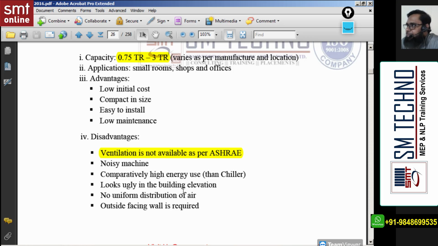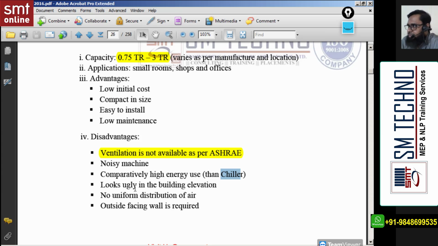Next, a noisy type of machine. Why? Because the compressor is close to the conditioned space, and you know this will create a lot of noise. Next, comparatively high energy use. Compared with what? Chillers. You cannot compare this window with the chiller in terms of capacity. Chiller capacity starts from 15 TR up to 3,500 TR in 1 unit for air cooled, and for water cooled up to 6,000 TR in 1 unit. But here, window is limited to 3 or a maximum of 5 to 7 TR. So I'm not comparing this window with respect to capacity.